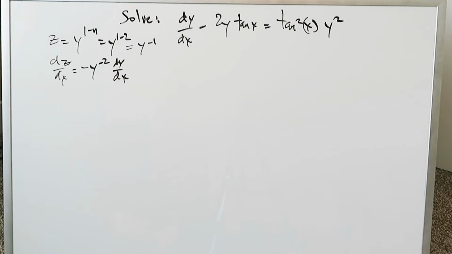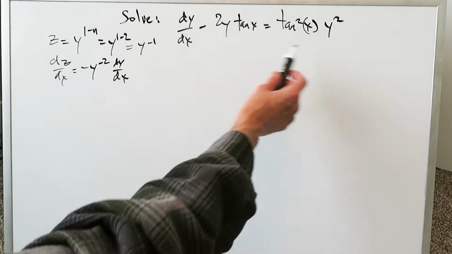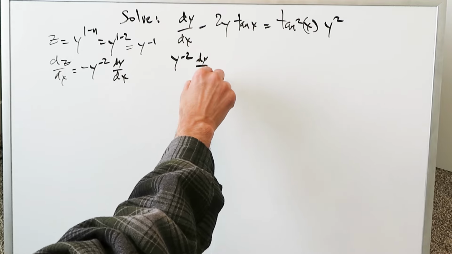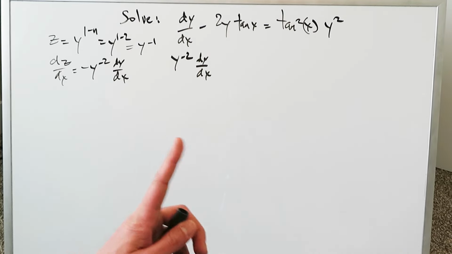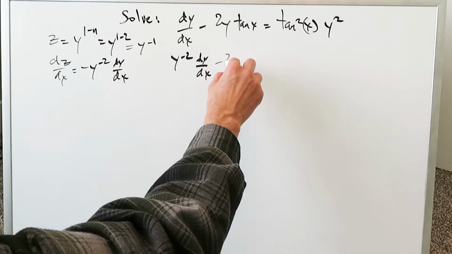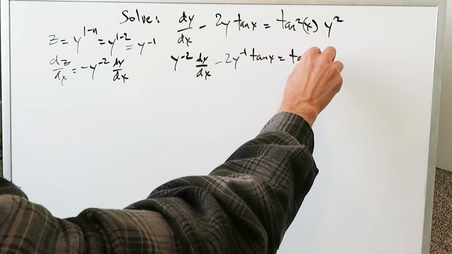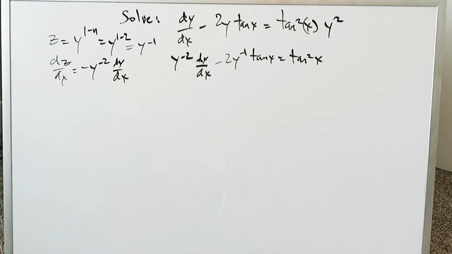So a good logical first step is to take that initial equation and divide everything by y square, because that can eliminate the y square from the right hand side. If I divide all of this by y square, what will I get? I'll have y to the minus 2 dy over dx, and then it will apply across. We'll have minus 2y to the power of minus 1 tan x is equal to tan square x, and that helps us out a lot.